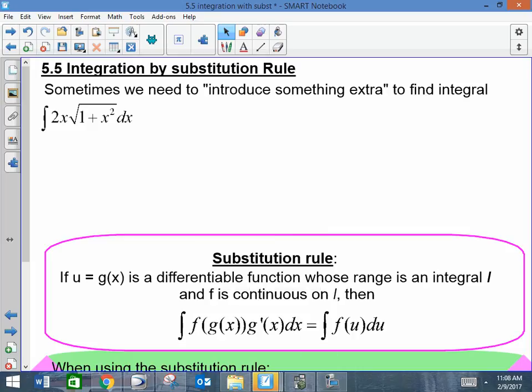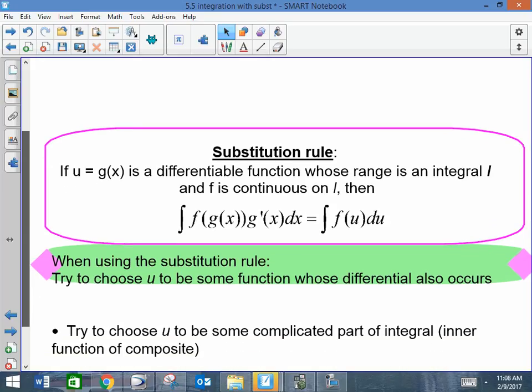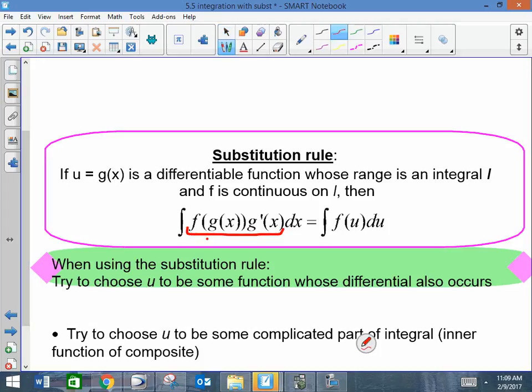Let me show you what substitution looks like as far as notation. You do not have to memorize this because it's just kind of weird. But the substitution, you should recognize this. What does that look like? The chain rule derivative, right? So this is the chain rule derivative, and that's what's supposed to be in there.